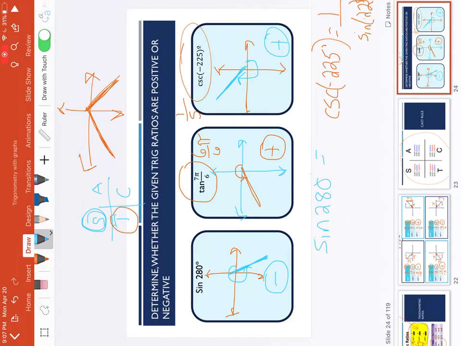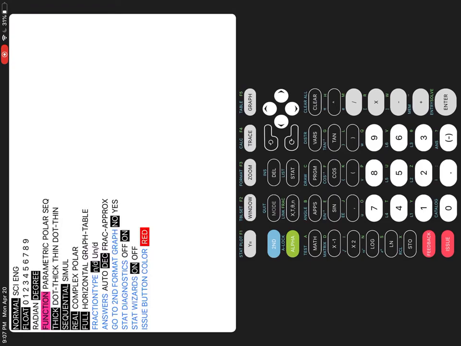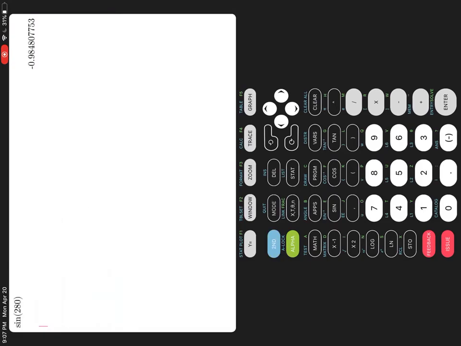Okay, and if you're like, well, how do I type that in my calculator? Obviously, you wouldn't type this in because there is no button. I'll show that to you really quick. Let's see, okay, it's still in degree mode, good thing. So I would just type 1 divided by sine negative 225. And that's how I would type that in. And I end up with a positive ratio.